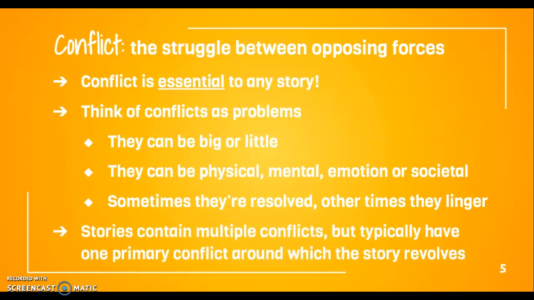Now, we sort of alluded to this previously, but it's important to remember that stories contain multiple conflicts. That's what keeps us engaged from beginning to end. Now, there's typically one primary conflict around which the whole story revolves, but there are lots of little conflicts that can spiral off of that conflict or that can lead up to that conflict. So keep your eyes out for problems that appear in lots of different ways.